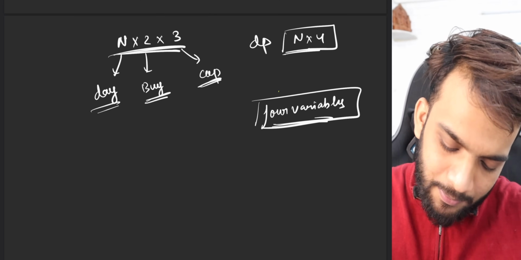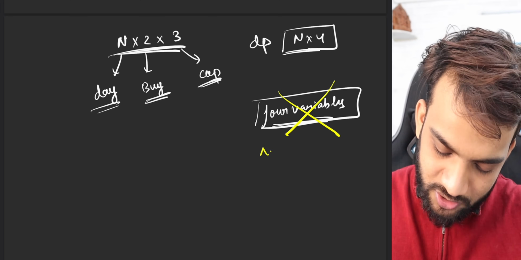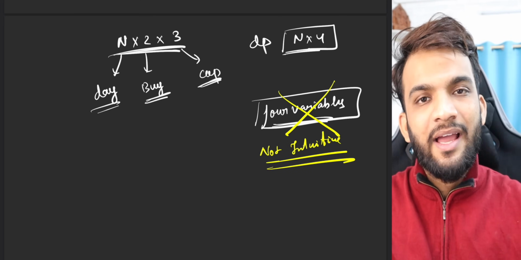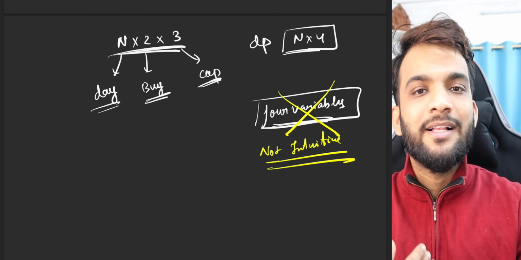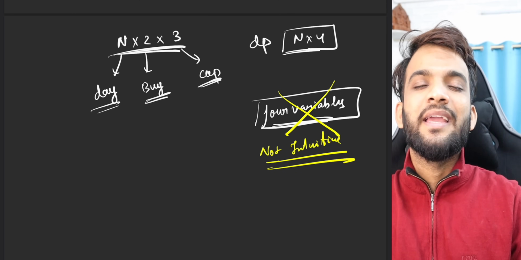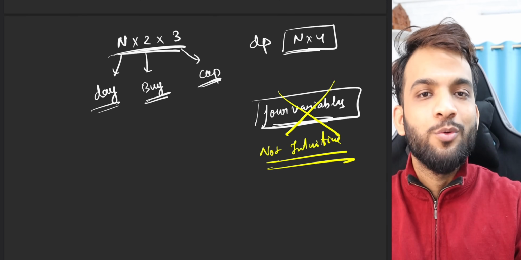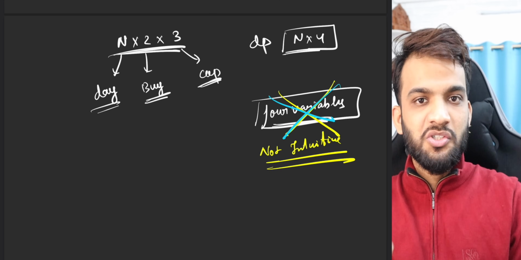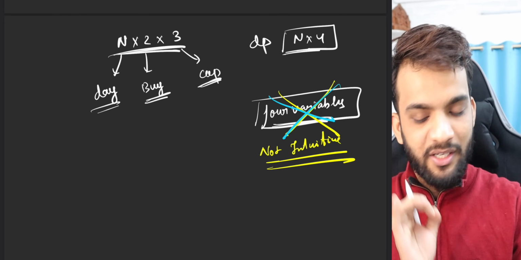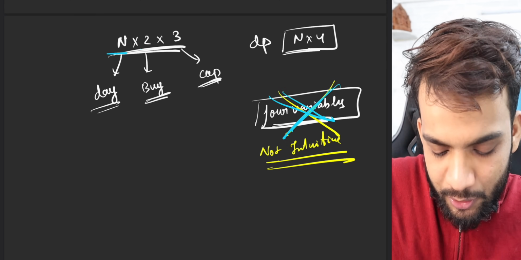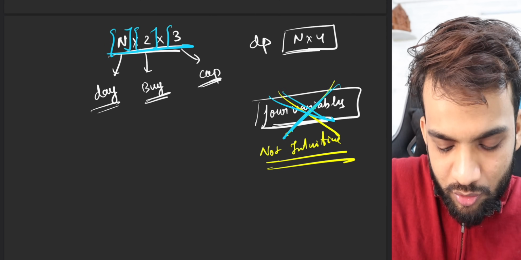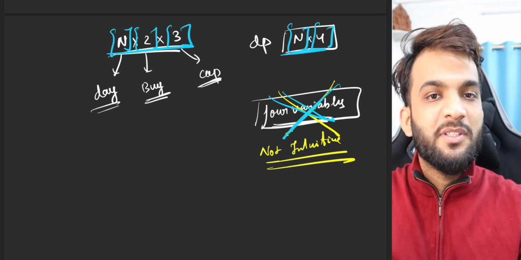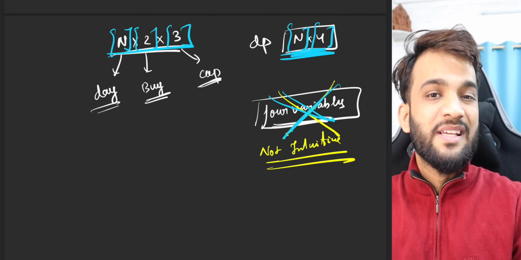Now, this is something which I'll not teach. Why? Because this is not intuitive. I don't find this intuitive. I find this solution as something which someone tells me and I'm like, okay, he's saying it correct. But I don't think this solution should even be discussed in an interview. You should not come up with this because the interviewer will never expect you to come up with this. Either you say the n cross 2 cross 3, or you say the n cross 4 DP solution. Now you might be asking, hey, what is n cross 4?